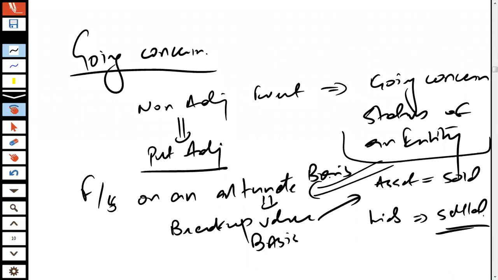So that marks the conclusion of IAS 10, which is events after the reporting period. The next standard is IAS 12, income taxes.